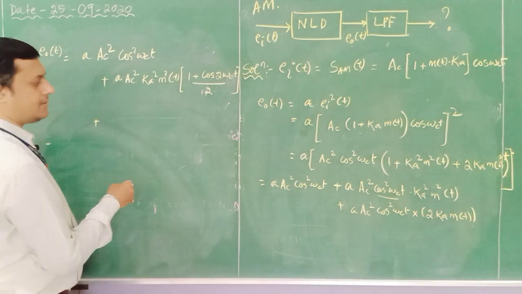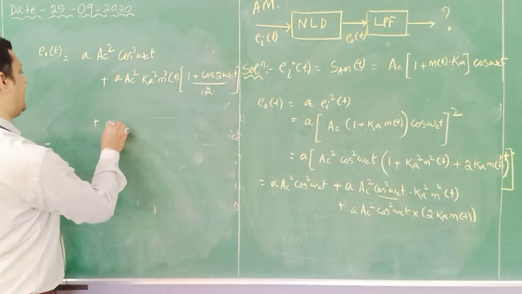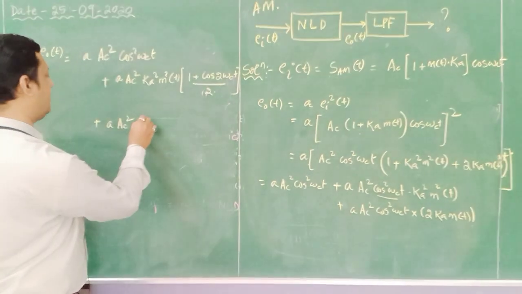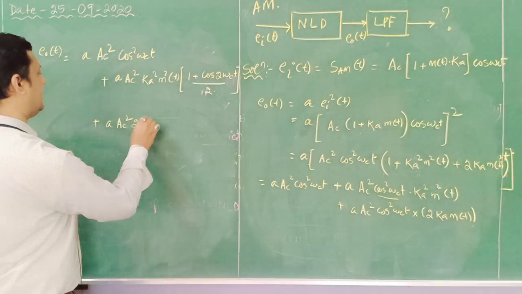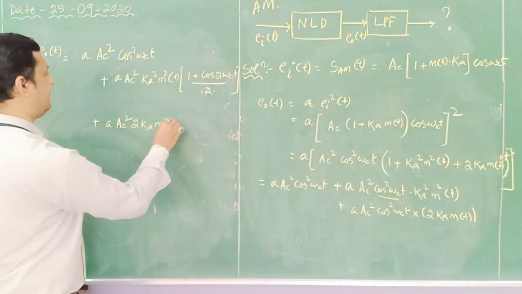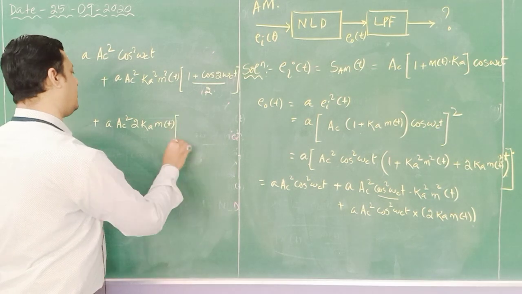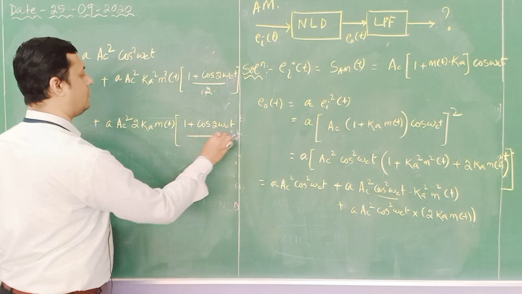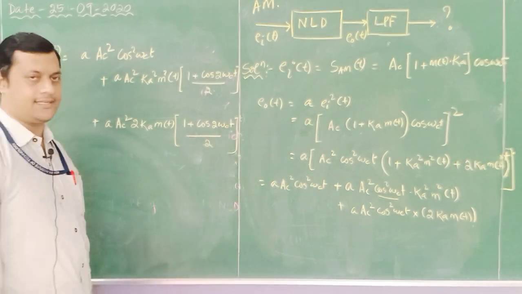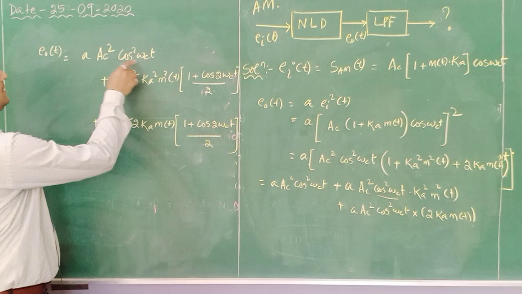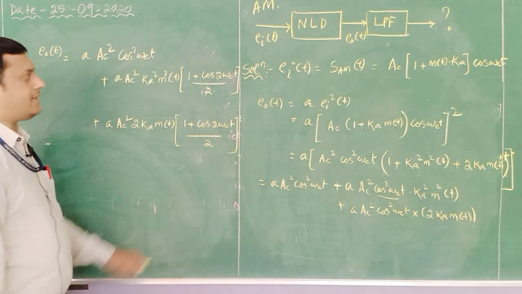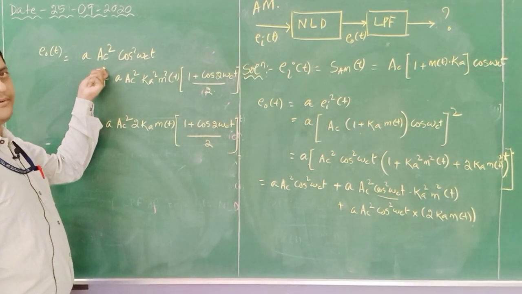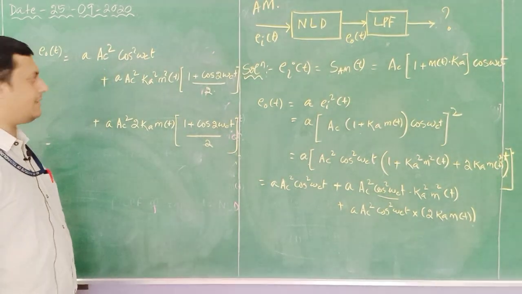Third part is A into AC square into 2 Ka M of T. Again there is a cos 2 omega Ct, 1 plus cos 2 omega Ct whole divided by 2. Like this I can write. Similarly for this cos 2 omega Ct also you can write 1 plus cos 2 omega Ct divided by 2, in which one DC component and one harmonic component will be there.